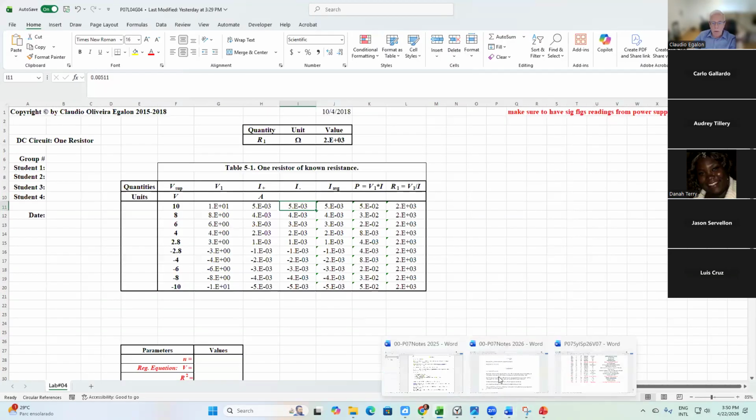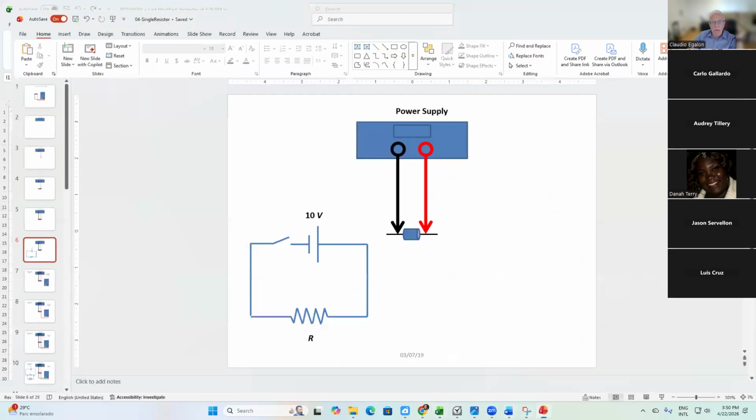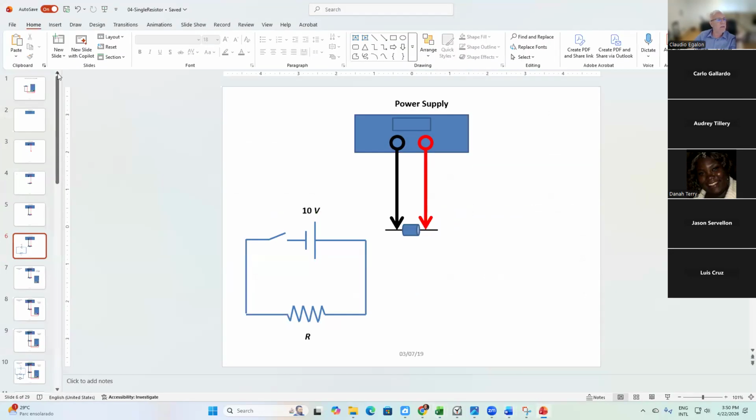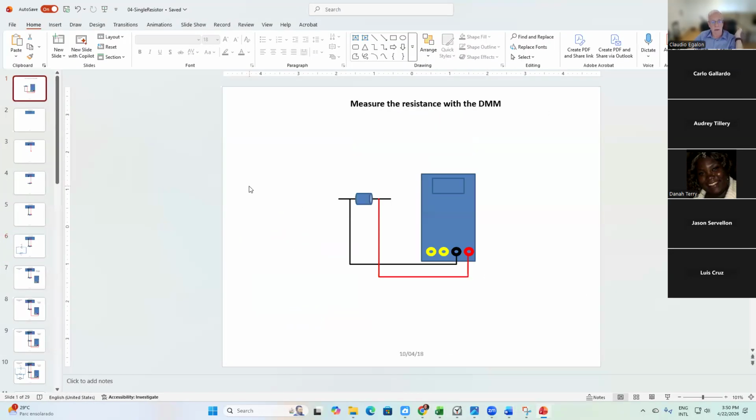And let's go through my slides, right? So you know how we do that. That's another way of putting the circuit together. The first thing that you do is to measure the resistance, something with the multimeter.